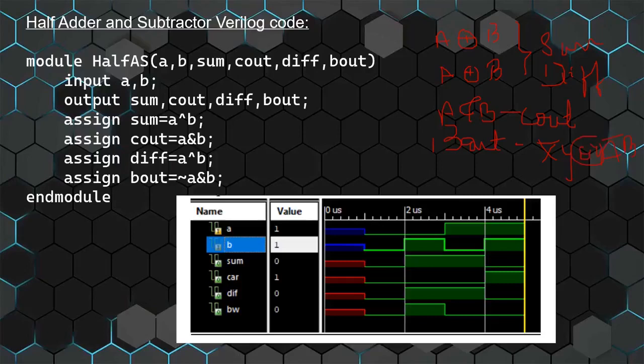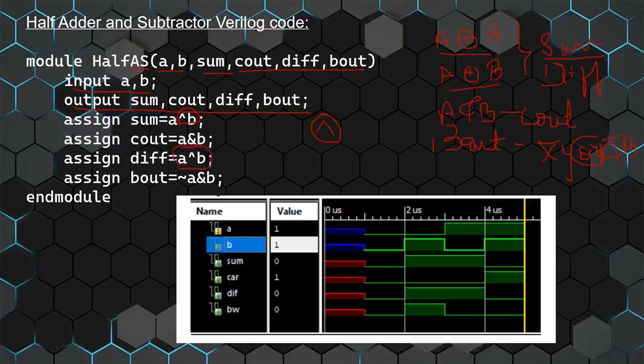Module half adder subtractor, A B sum carry out difference borrow out. So A B are the inputs, sum carry out difference borrow out are the outputs. So input A B, output sum carry out difference borrow out. Assign sum, what is sum? Sum is A XOR B. It is represented as a XOR symbol in dataflow, and carry out is A and B, and difference is A XOR B.